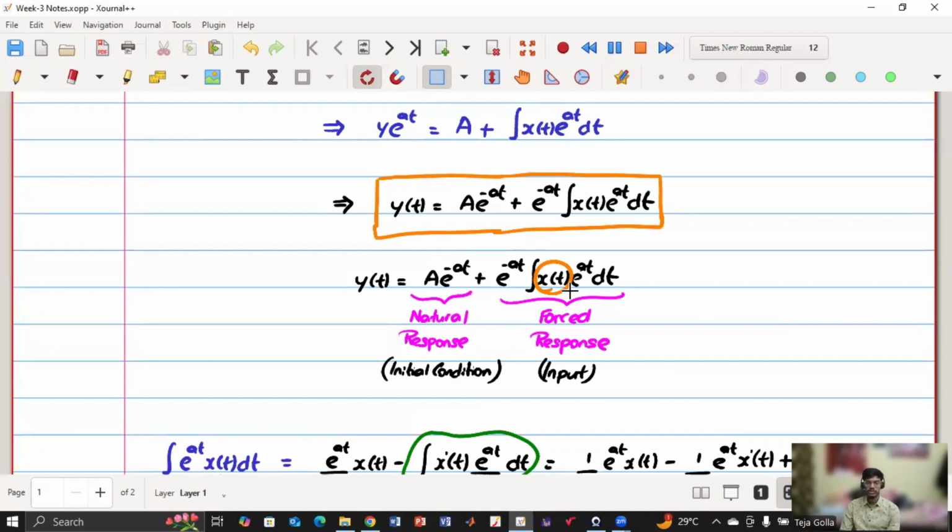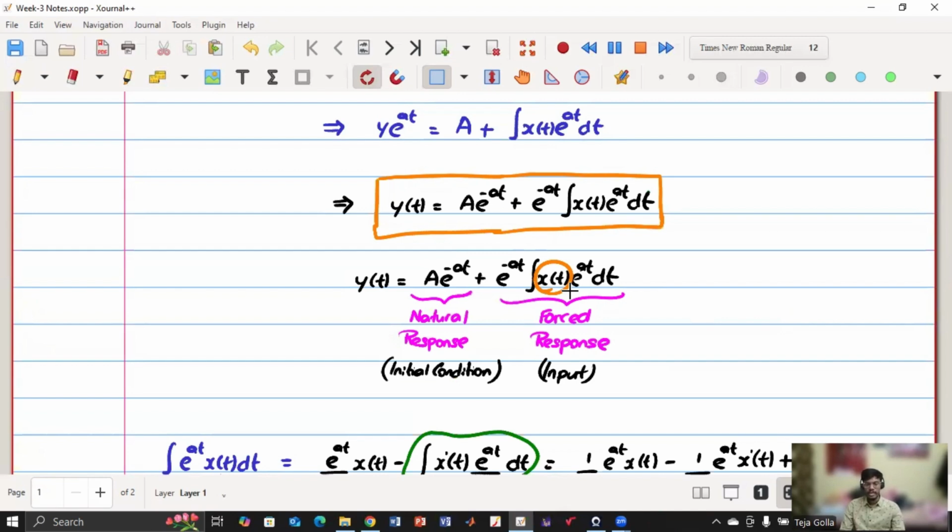Forced response is because of the input. If the input is zero, then this forced response term vanishes. That's why it is called forced response, because the input is forcing this response. The other one is the natural response, which happens due to the initial condition. When the input is not there, it happens naturally without the input. That's why it is called natural response.